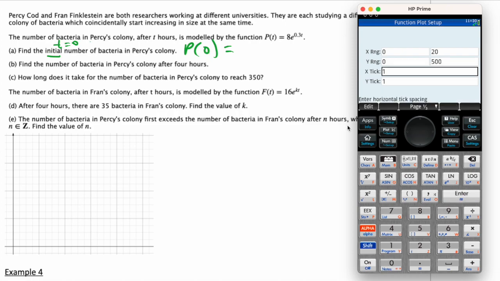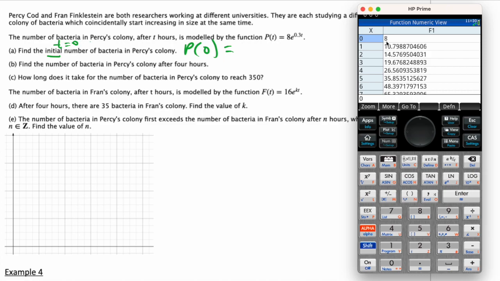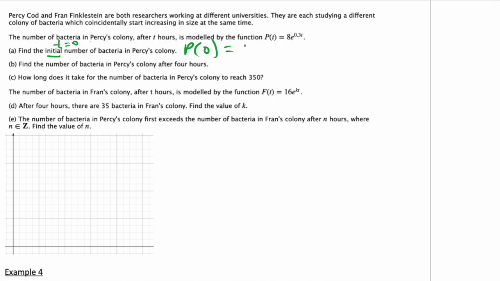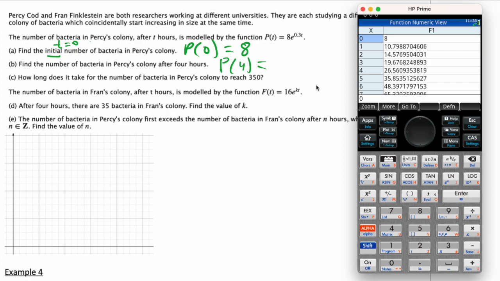Anyway, to get p of 0, we can go to num and look at the y-intercept, which is 8, and that kind of makes sense. There's an 8 right here. If you plug in t equals 0, you get 8. So it is 8. Find the number of bacteria in the colony after 4 hours. That's just p of 4, and we can see in our table that it is 26.6.